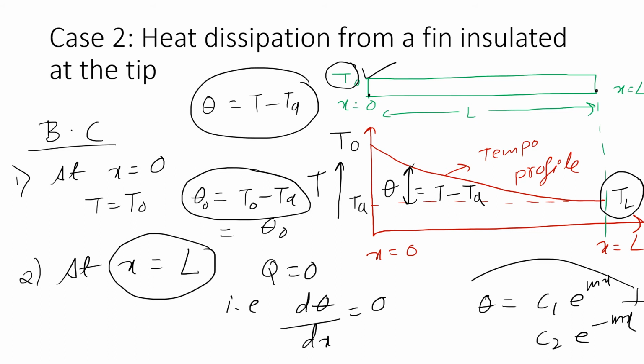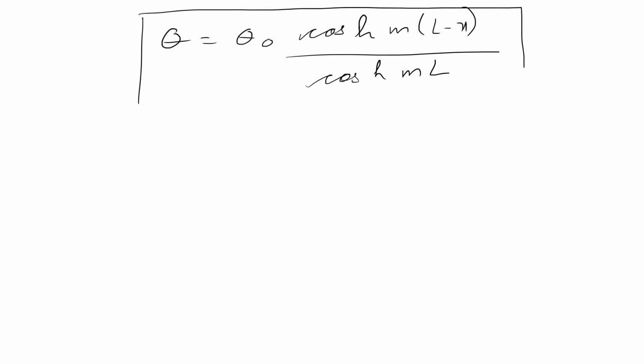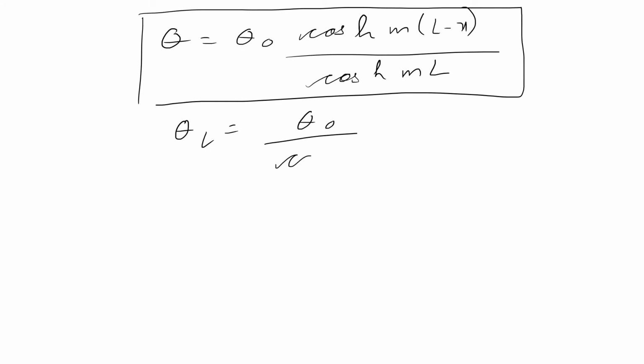Now by solving this equation and putting in the boundary conditions, we can find the temperature distribution equation and the heat transfer equation. So the final expression comes out to be, first of all, we will write the temperature distribution equation. Now this is our temperature distribution equation. If you want to find the temperature at the tip, that is theta L, then it can be written as, this is our theta L.